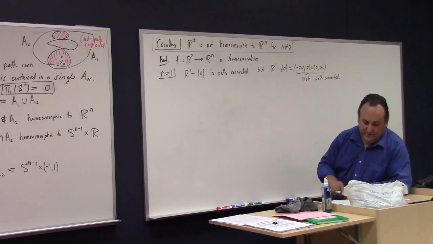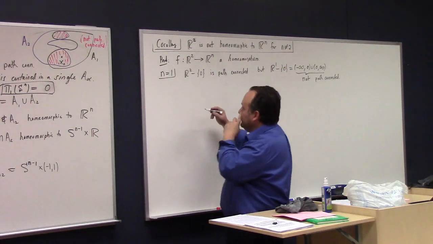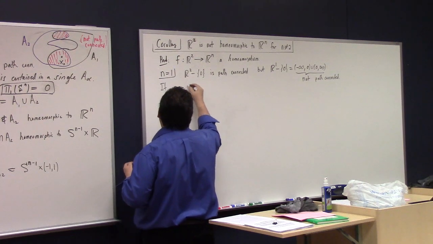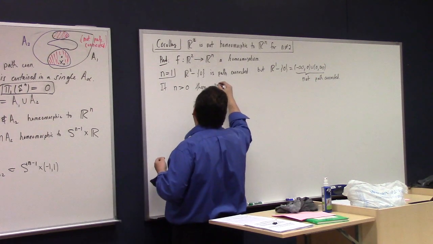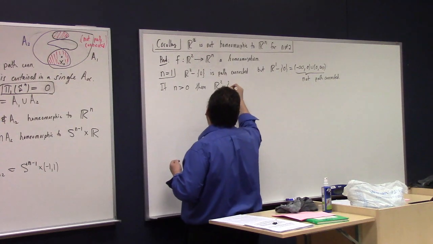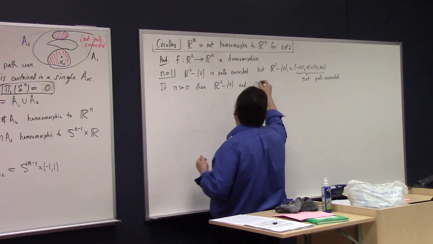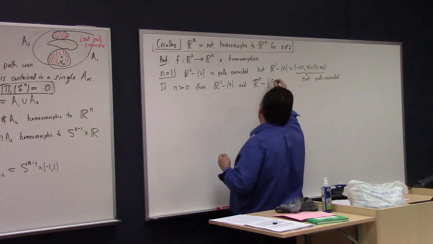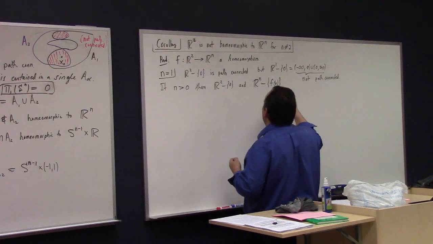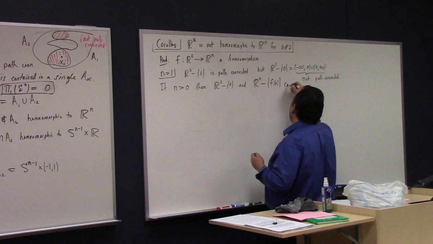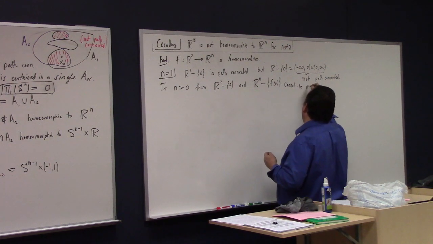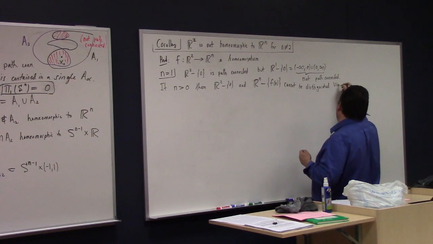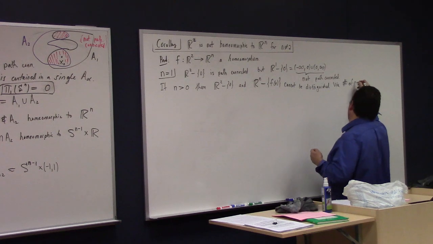by the number of path components. Oh, good, it is what I was thinking about. So if n is greater than 2, then R2 minus 0 and Rn with f of 0 removed cannot be distinguished by the number of path components. Why?